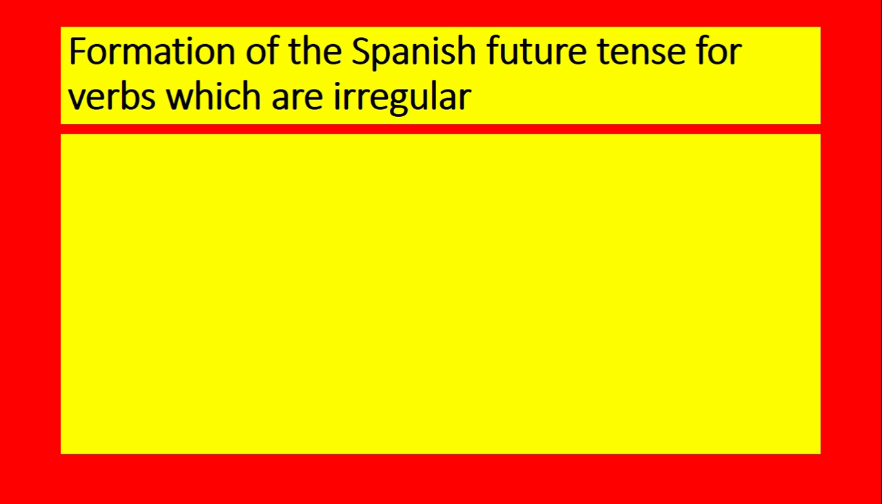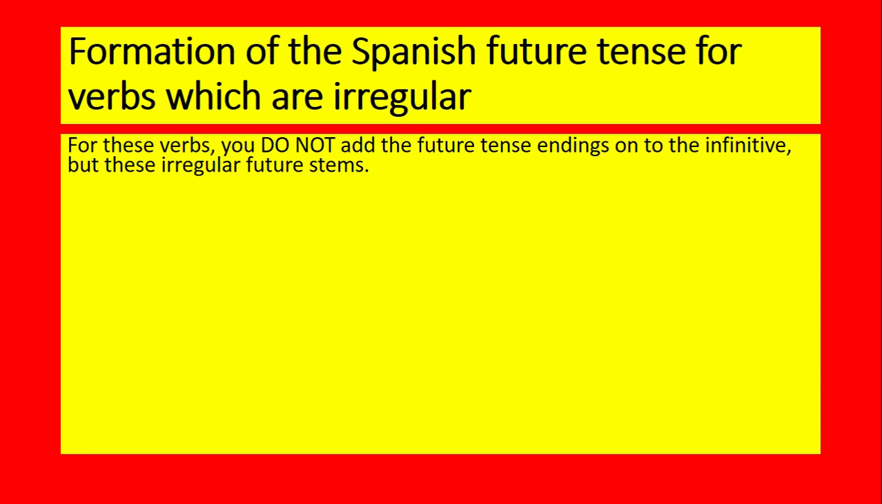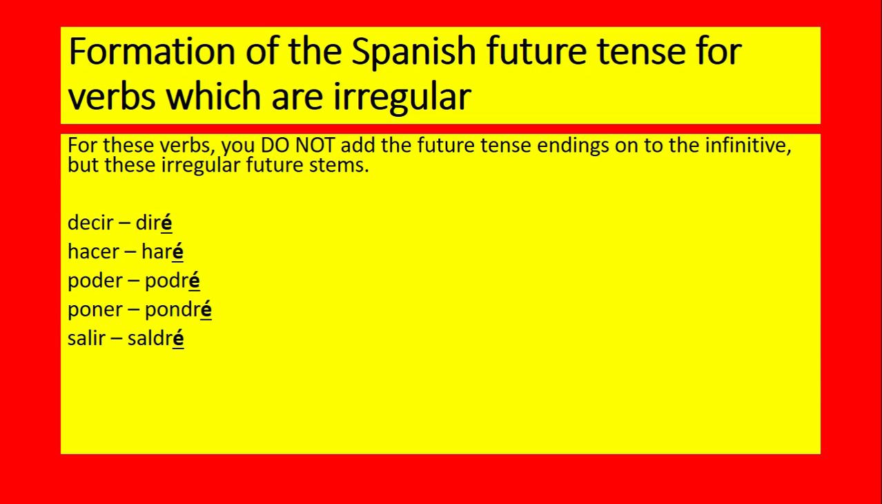There are some future tense ones which are irregular. So for these verbs, you don't add the future tense endings onto the infinitive, but onto an irregular future stem. So remember, the basic rule is you add those endings onto an infinitive. But for these verbs, decir, it's not deciré, it becomes diré. So you add the endings onto that irregular future stem, which is dir. Similarly, hacer doesn't become haceré, it becomes haré. Poder becomes not poderé, but podré. Poner is not poneré, but pondré. Salir is not saliré, but saldré. Tener becomes tendré. Venir becomes vendré. And querer becomes querré with a double R and an é with an accent at the end.